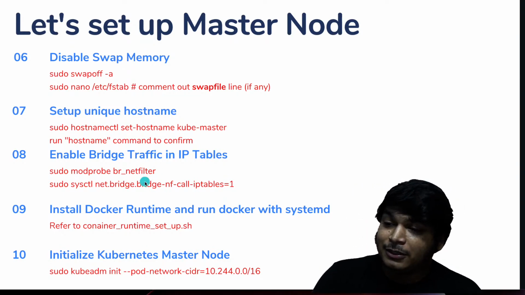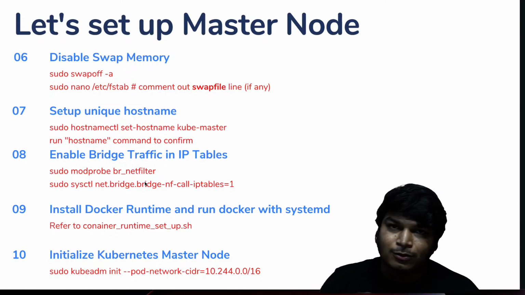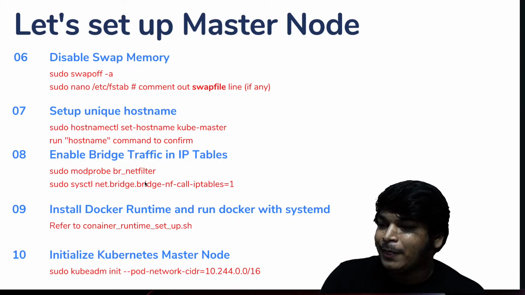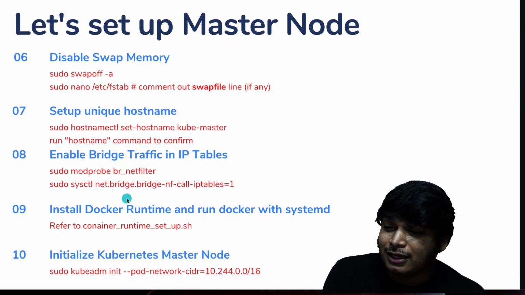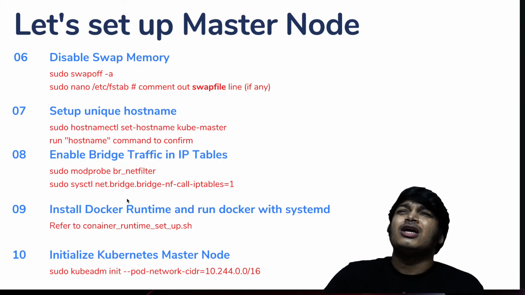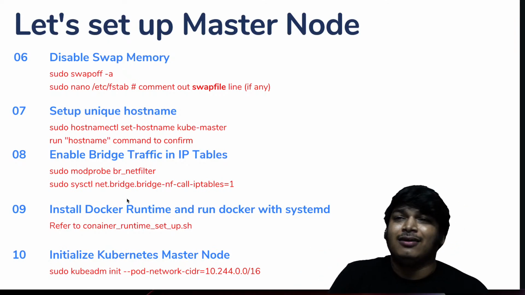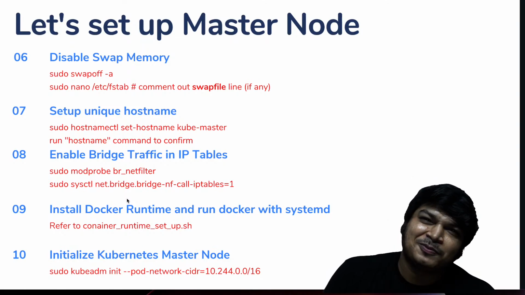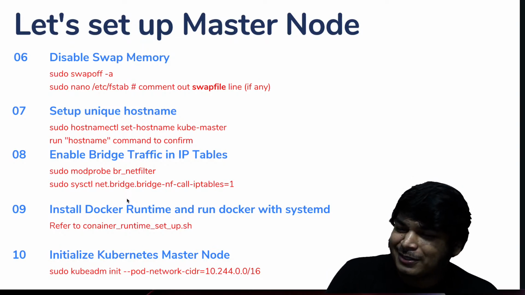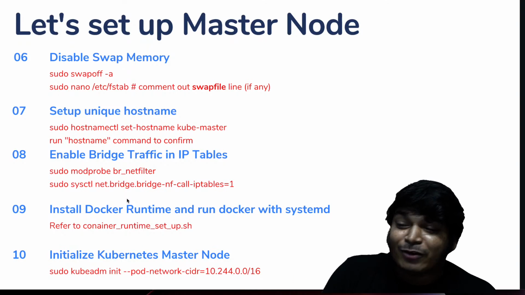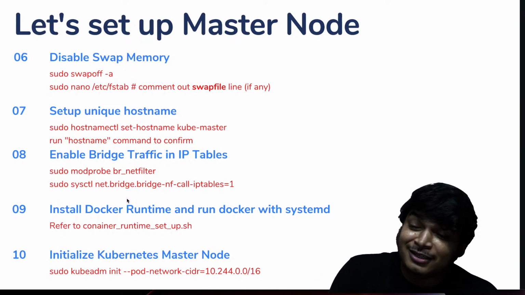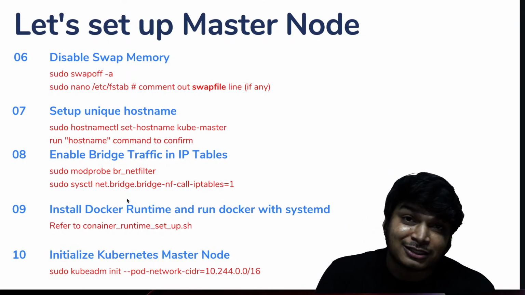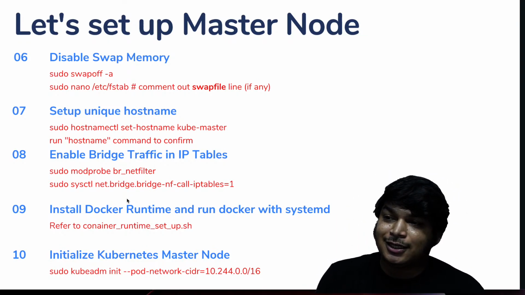Then we will enable the bridge traffic in iptables, so that it will track all the communications. We'll install Docker. Now you can use CRI-O, you can use containerd, or any container engine supported by Kubernetes. But we are age-old, we are used to Docker, so we'll go with Docker. And then after all that, we will simply initialize our Kubernetes master cluster. So that's the basic stuff.